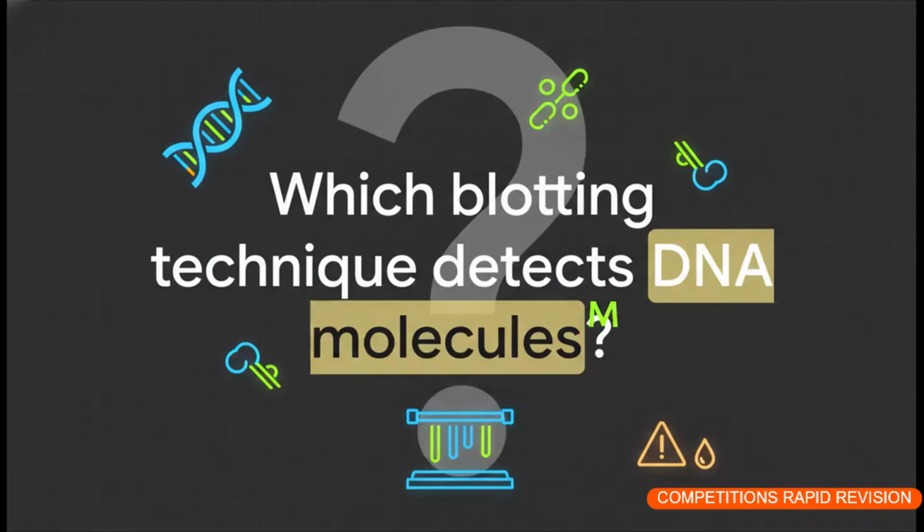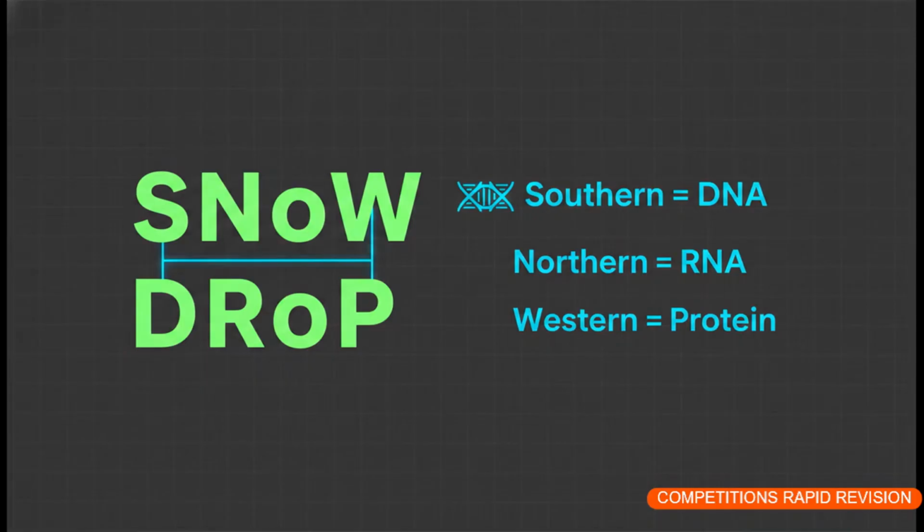All right, let's fire off another rapid question based on a frequently repeated previous year question. Molecular biology is huge right now, guys. Which blotting technique is specifically used to detect DNA molecules? The answer is the Southern blot. And here is exactly how you map them all out perfectly under pressure.